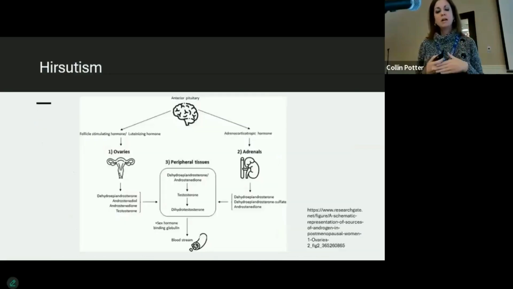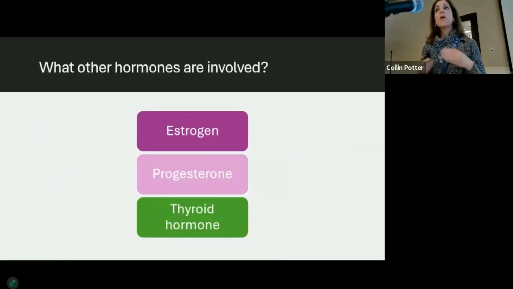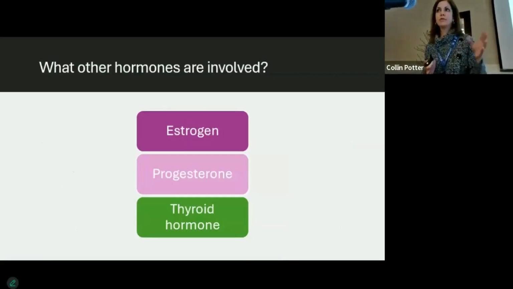Okay, so looking at this, once again, we are under control from the pituitary for both the ovaries and the adrenals, and then having those effects on the peripheral tissues in the patients. So there are other hormones involved. We're not going to go into great detail in this presentation today about all the different hormones, just a brief overview, focusing on refreshing our memories about androgens. But estrogen, progesterone, and thyroid hormone can affect hair growth as well.